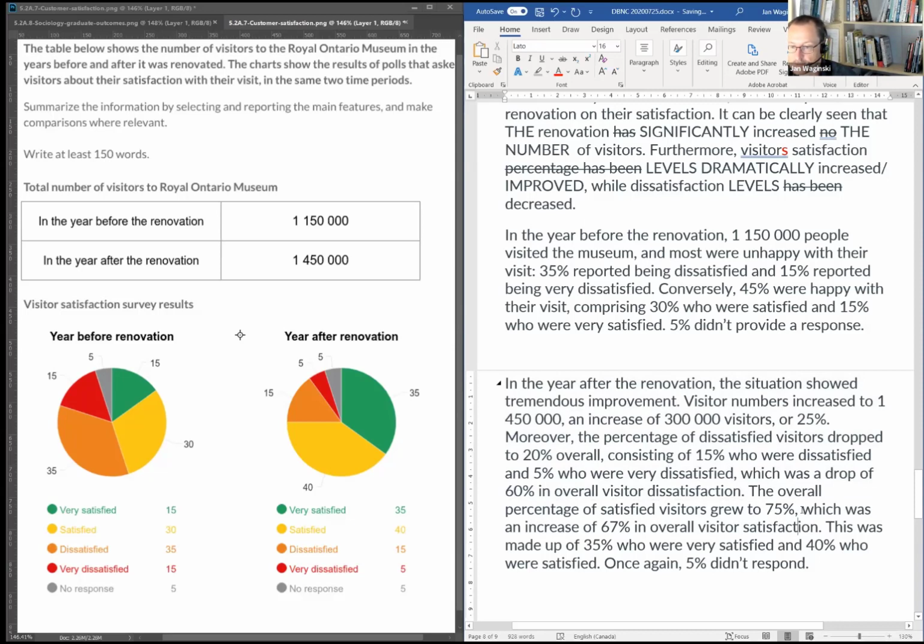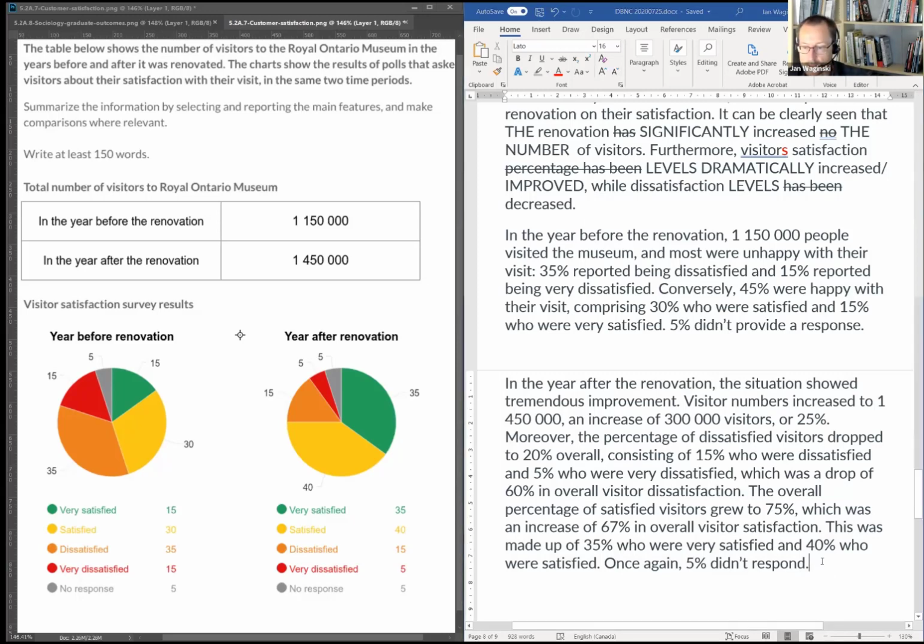I'm going to change this to a positive. Actually, we don't need to. We've got a lot of variety as it is. This was made up of 35% who were very satisfied and 40% who were satisfied. Once again, 5% didn't respond. Okay, any questions, any comments? So far, so good.